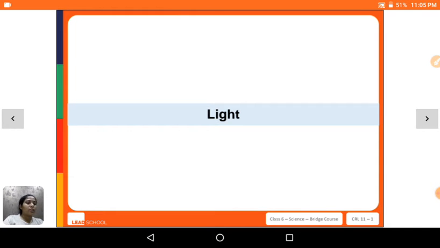Light is the energy that helps us to see objects around us. Today we will be learning about light and its properties. So, light.